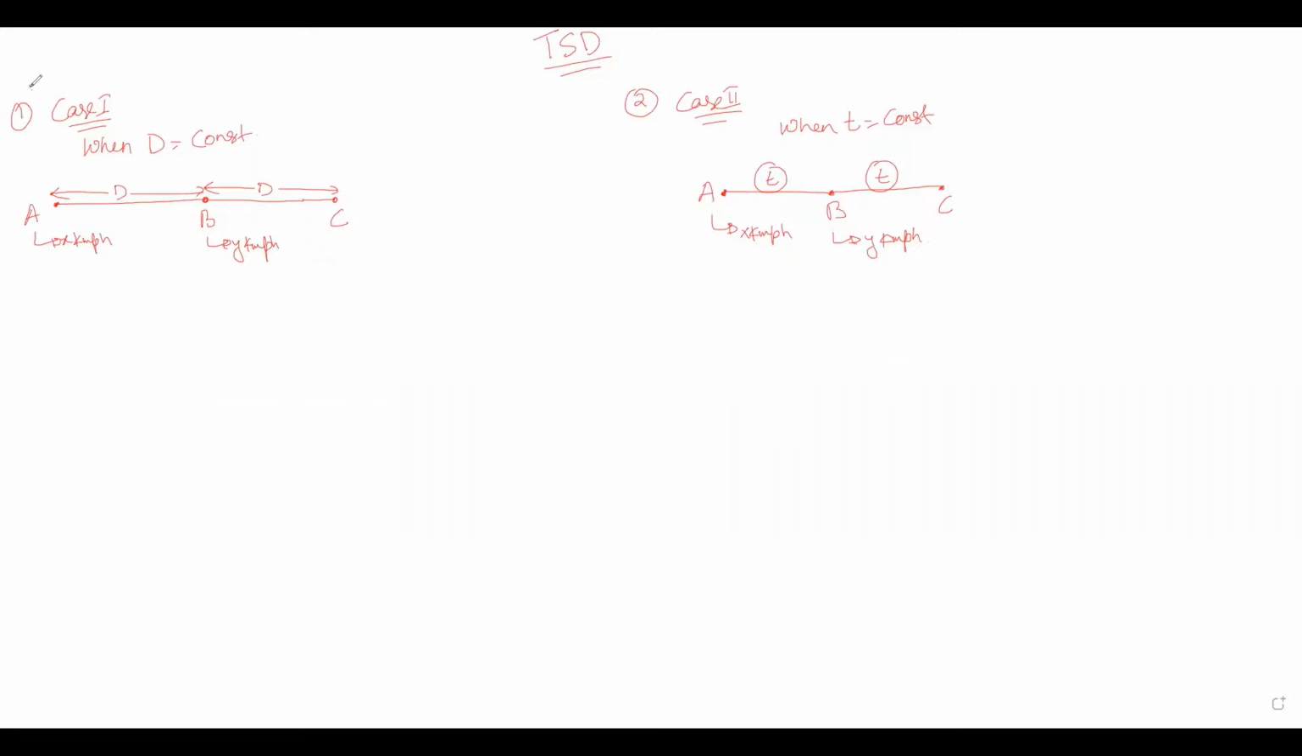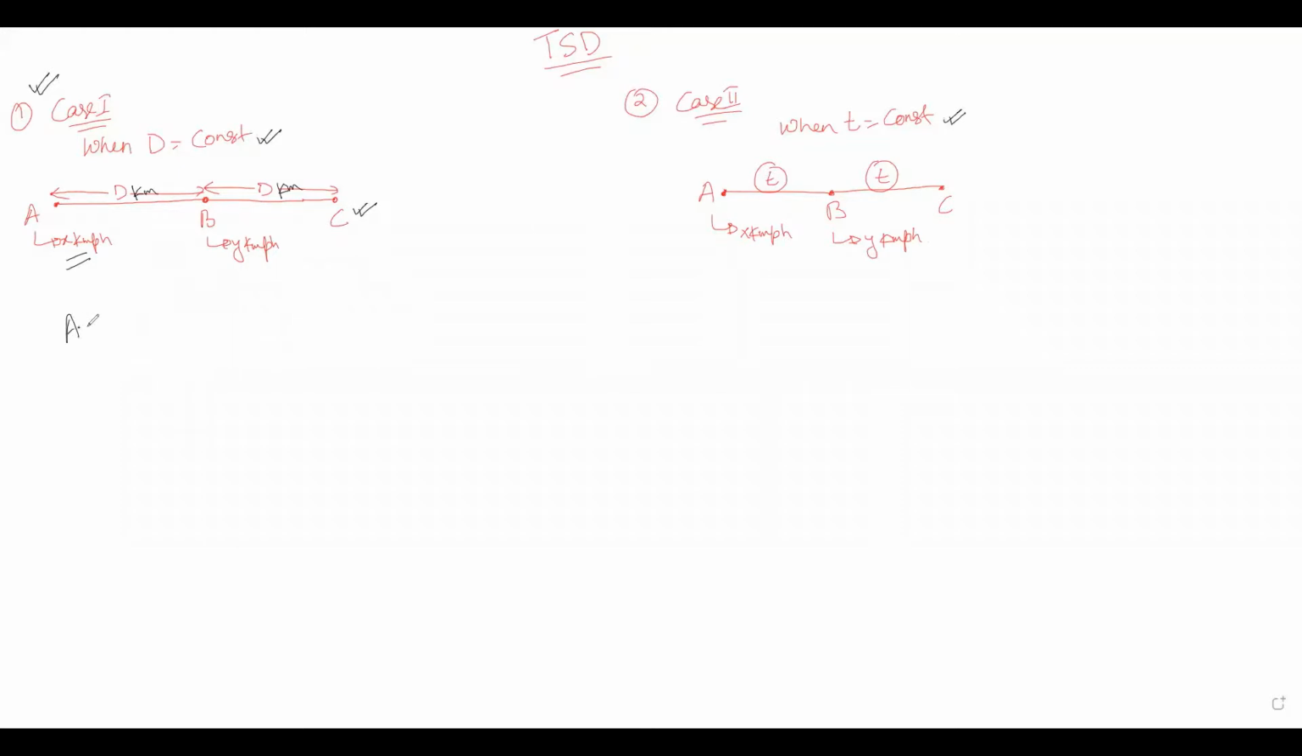Let us take two cases. In case 1, when the distance traveled is constant, and in case 2, when the time is constant. In the first case, say there is a car which is traveling at a speed of x km per hour from point A to point B, and once the car reaches point B, the car changes its speed to y km/h and reaches point C.